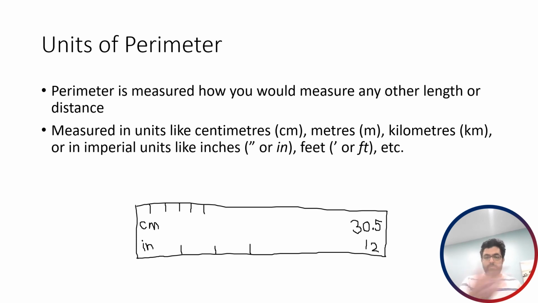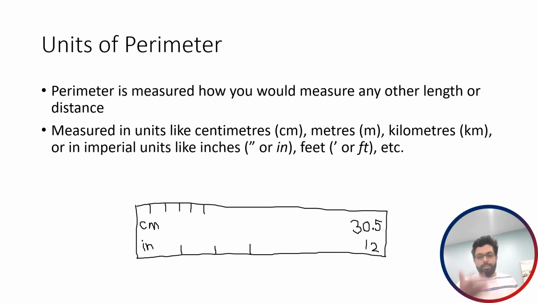And if you tried to measure the perimeter of that rectangle on the screen on the previous slide there, then you would have had to be careful to make sure that you're always using the same units when you're measuring. You don't want to use centimeters for one side and then inches for the other side. You'll get the wrong answer, you'll confuse yourself. So you just have to make sure that you're using the same units.